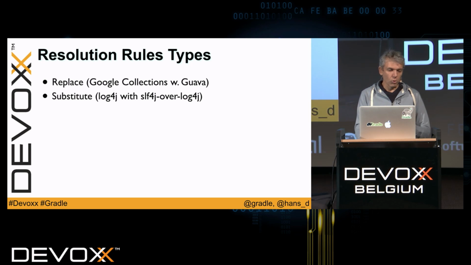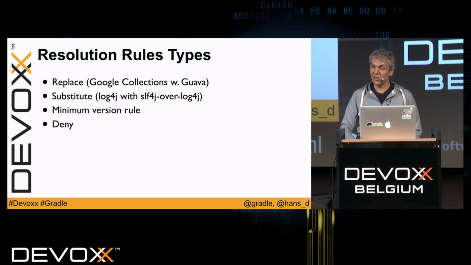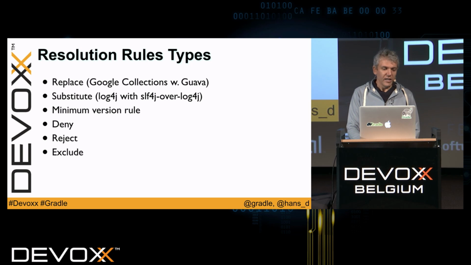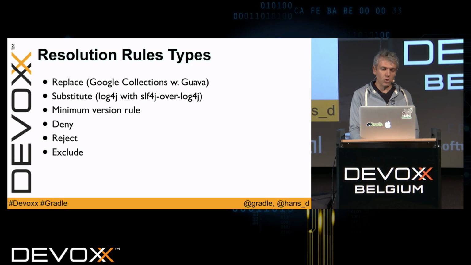The substitute rules mean whenever you find log4j, for example, replace it with slf4j over log4j. You can specify minimum version rules. You can specify deny rules, so that when this dependency or this version of a dependency shows up, the build fails. You can have reject rules that are used when you do dynamic dependency management. You can specify a rejected dependency explicitly, but when you use snapshot, the ones that are rejected will never be used as the latest dependency. You can specify exclude rules.